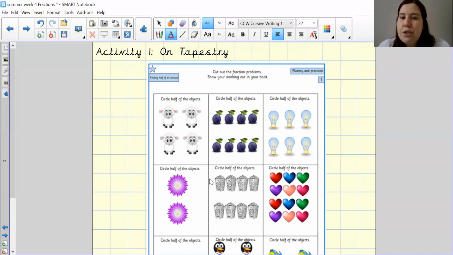So all of these questions are on Tapestry for you, so you can ask your mummies and daddies to go on there. And as you can see, there is stars. The stars get from 1 to 3, and that will tell you that they get harder as you go along. So you might want to pick a few different examples from the different star levels. Okay.